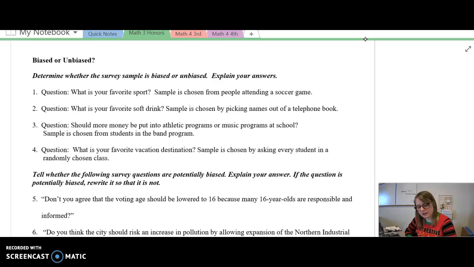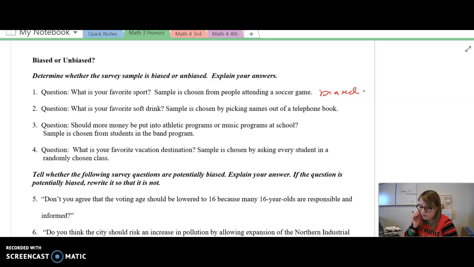So question, what is your favorite sport? And our sample is chosen from people attending a soccer game. So this is pretty biased because the people attending the soccer game are probably going to say soccer because they're at that game. Now if we did a sample from the school and asked that, it would be a little bit more unbiased.